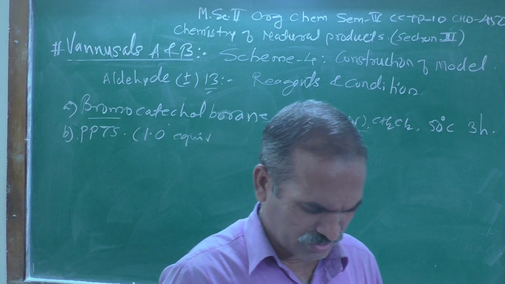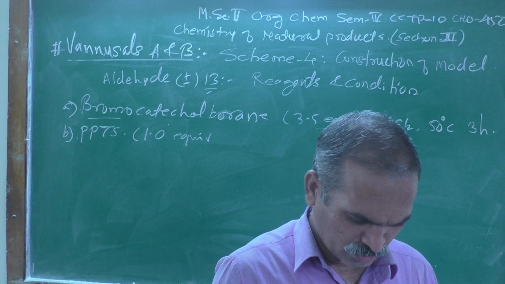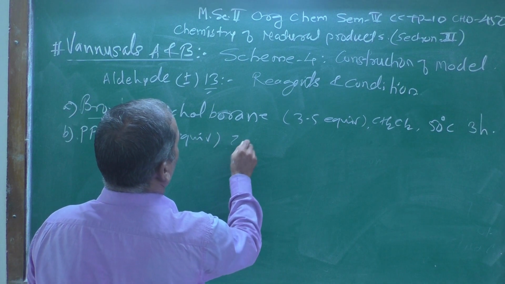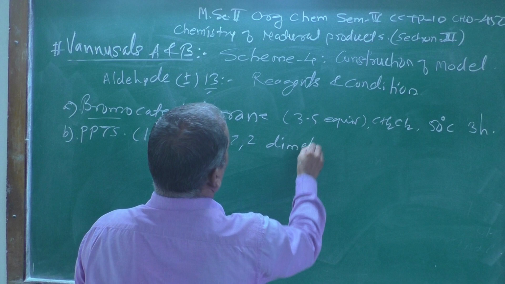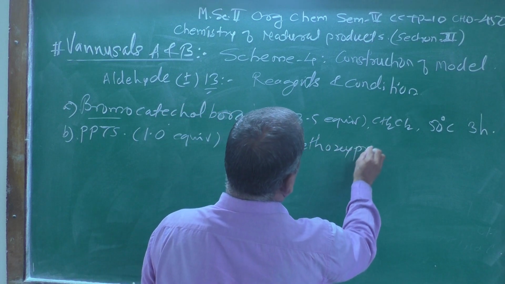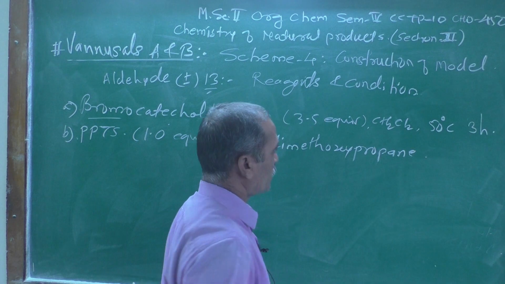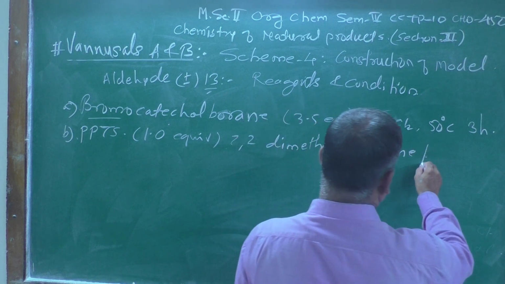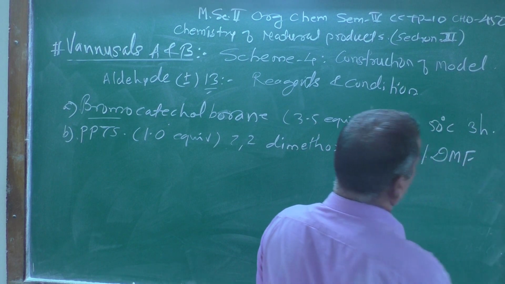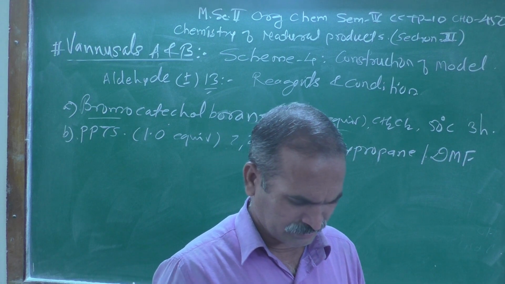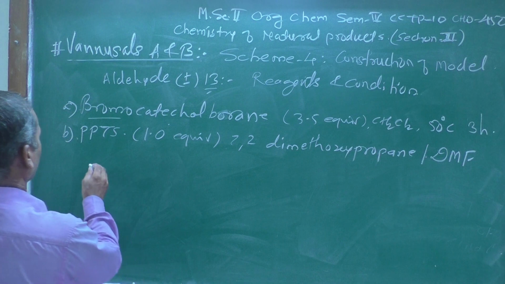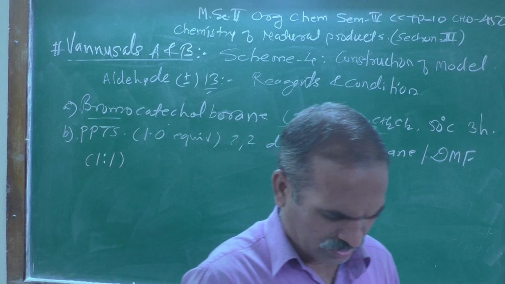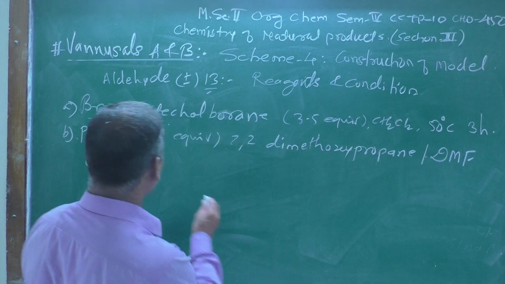This is one of the reagent equivalents: 2,2-dimethoxypropane, then equivalent 2,2-dimethoxypropane, in DMF, that is dimethylformamide. The proportion of these two solvents used is equal, 1:1, and the temperature is kept at 50 degrees centigrade.